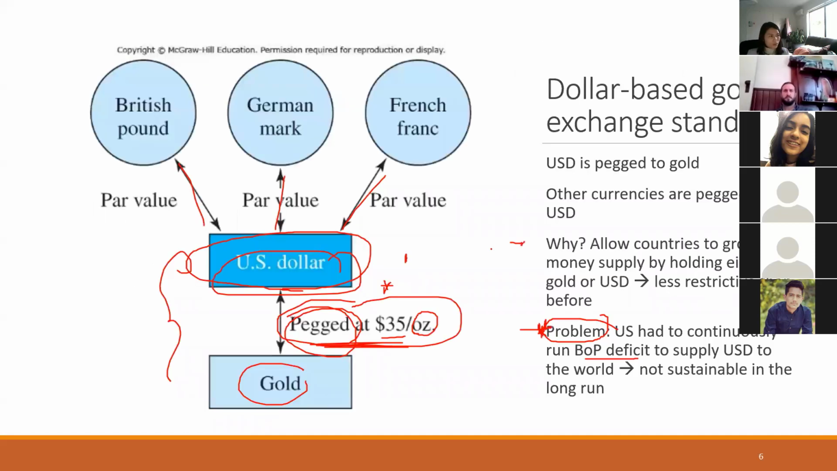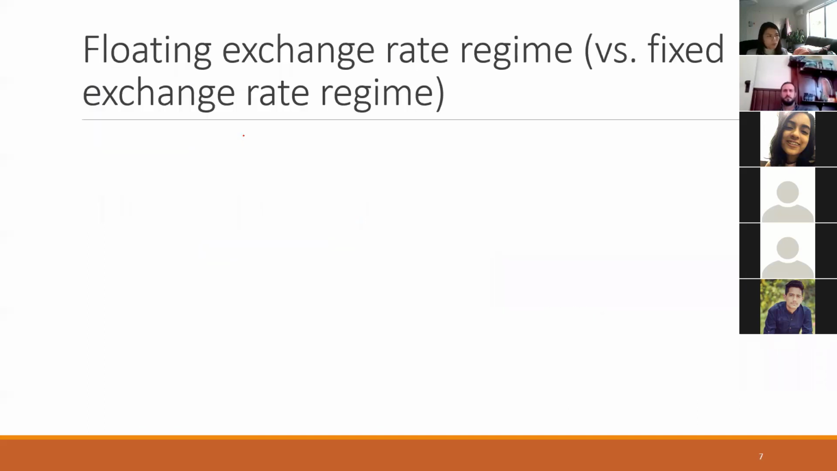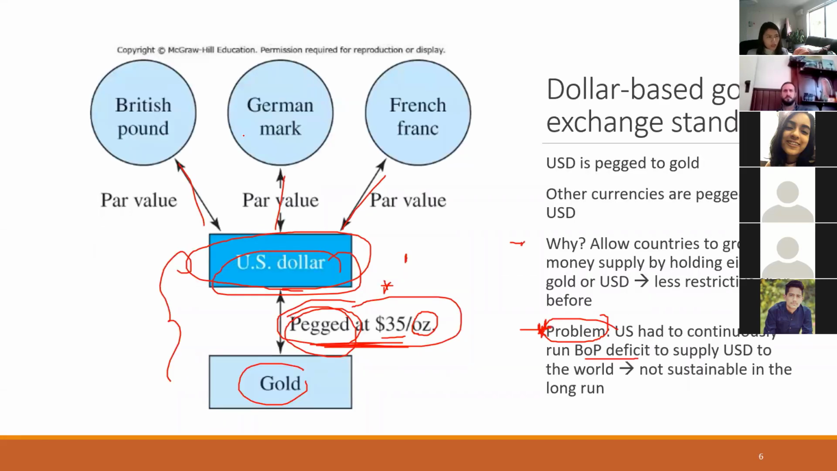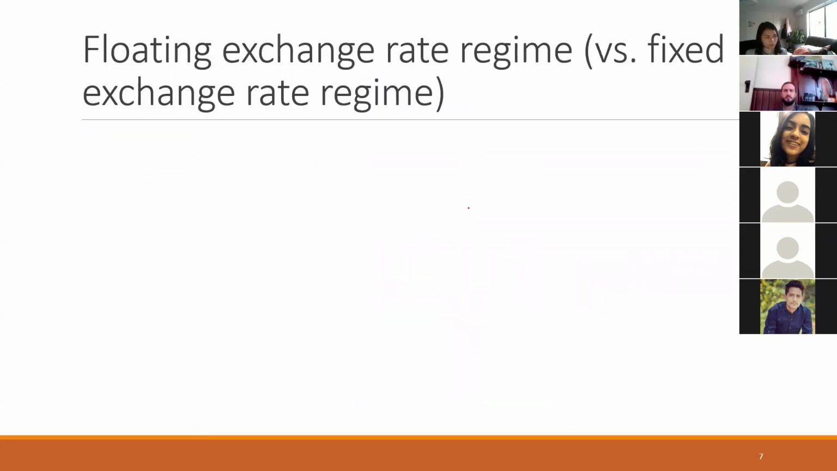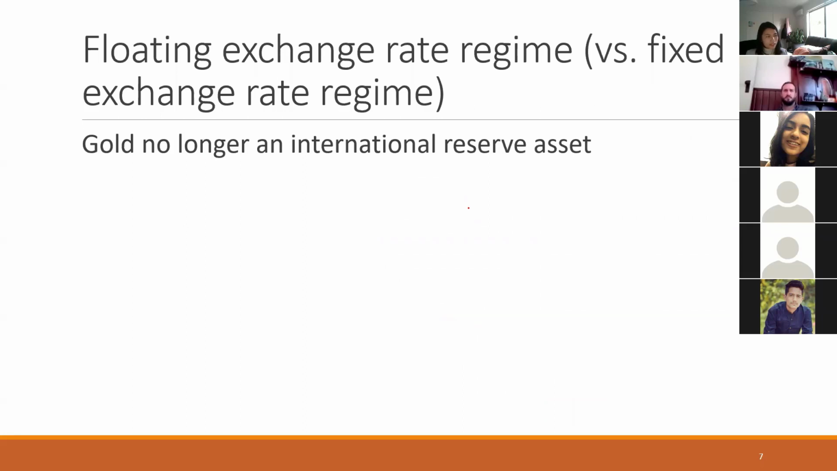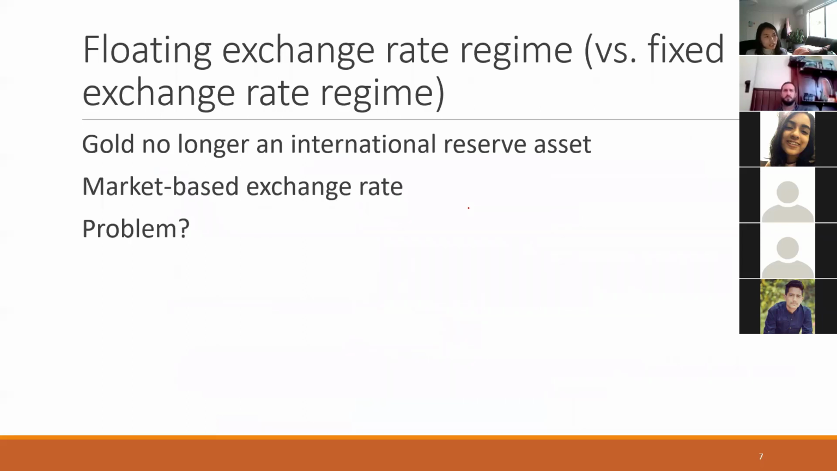So for example, if we compare the exchange rates under a dollar-based gold exchange standard with the floating exchange rate regime, under the dollar-based gold exchange standard your exchange rate is basically fixed, okay? For example, the gold value is always $35 per ounce, and the other currency values are fixed against the USD. So you basically have an idea of how much your exchange rate is against the other currencies, okay? Under the floating exchange rate regime, it could change every day, okay? It's determined by market supply and demand.